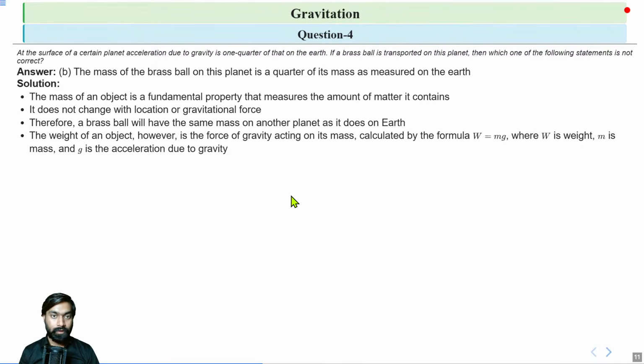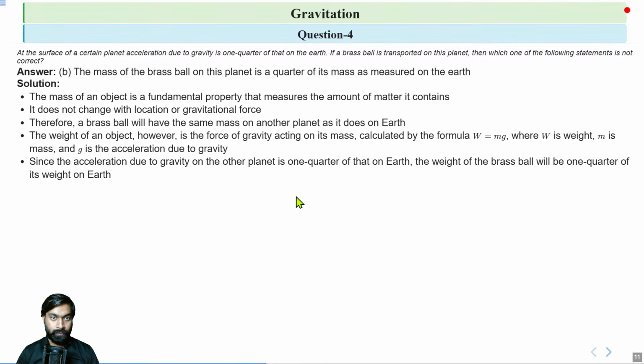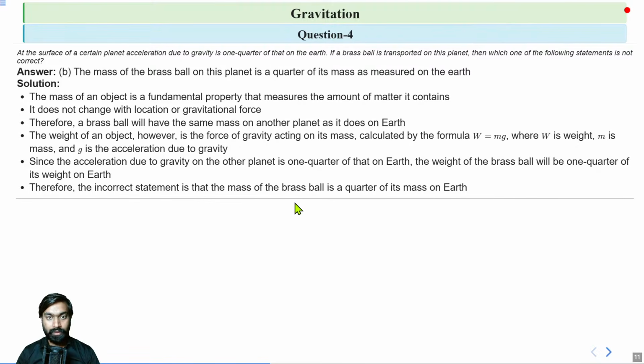Weight of an object, however, is the force of gravity acting on its mass, calculated by the formula W equal to mg, where W is weight, m is the mass and g is the acceleration due to gravity. So, acceleration due to gravity on the other planet is 1/4 of that on the earth, and the weight of the brass ball will be 1/4 of its weight on the earth. Therefore, the incorrect statement is that the mass of the brass ball is a quarter of its mass on the earth.